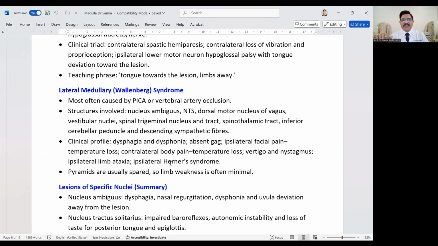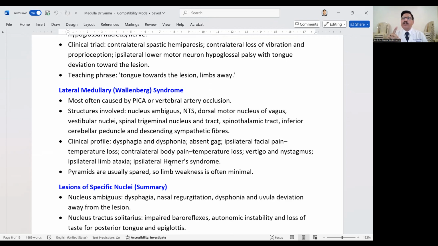What is spared? Pyramids. What about the posterior columns? They are also spared, because the posterior columns are very dorsal and the decussation is very, very ventral. This is happening laterally, so it has nothing to do with posterior column sensations. You must know what tracts are spared. Pyramids are not usually affected. Limb weakness is very minimal, even if there is weakness.